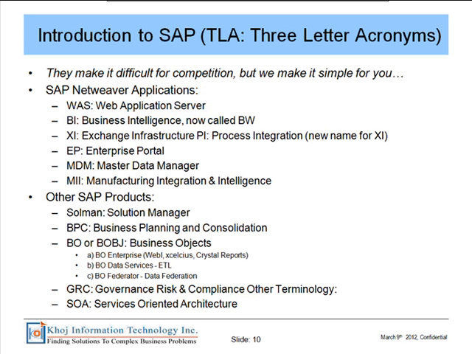BO, business objects, is a number of business object products: BOE, business objects enterprise, business objects data services, business objects federation engine, a whole suite. This again is a company which SAP bought, which focuses on business intelligence. GRC, for governance, risk and compliance, is another product from SAP, for managing risk, security, and controls within a company.